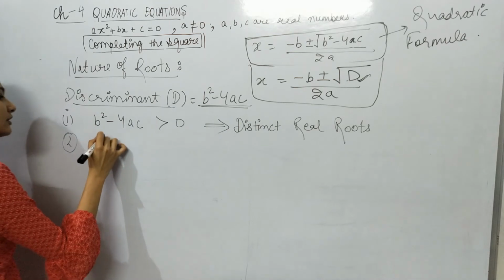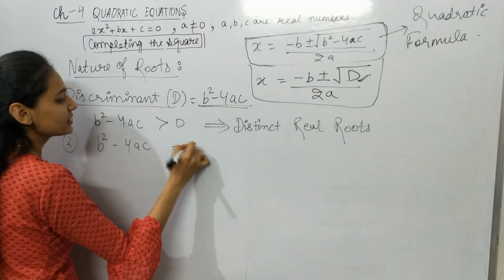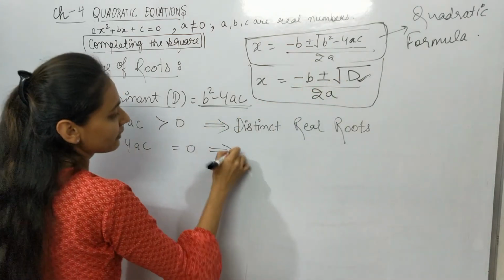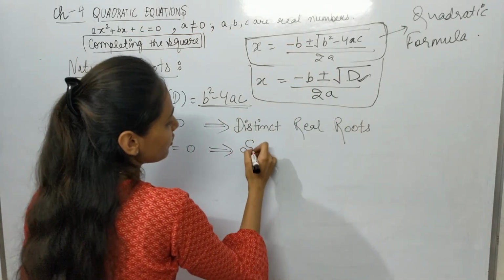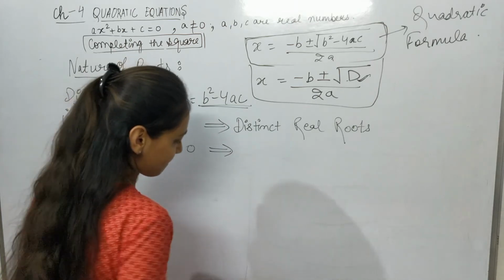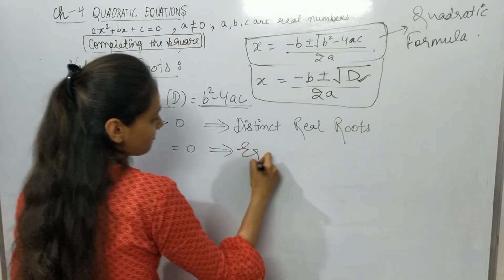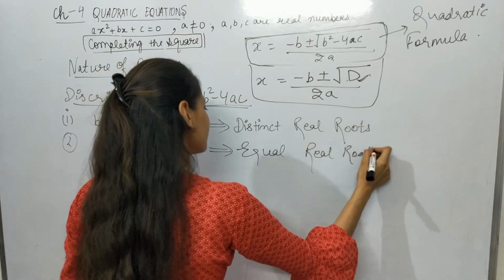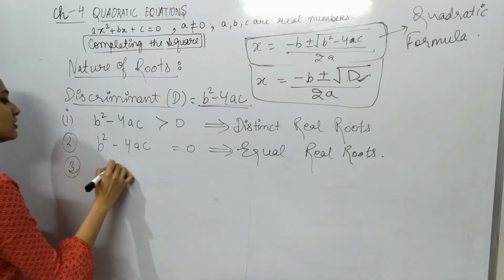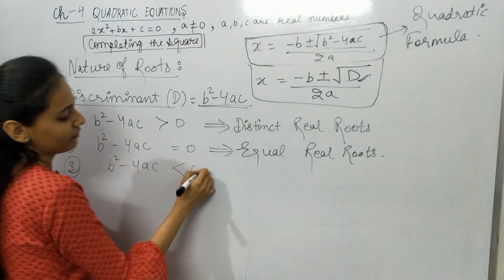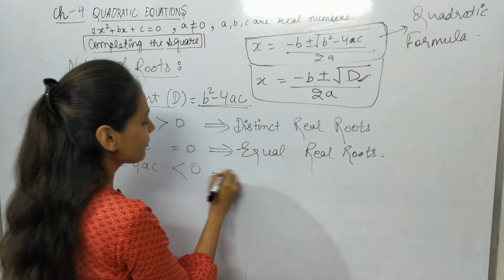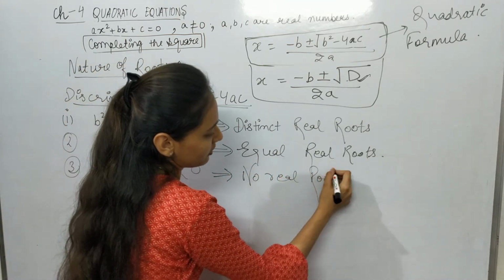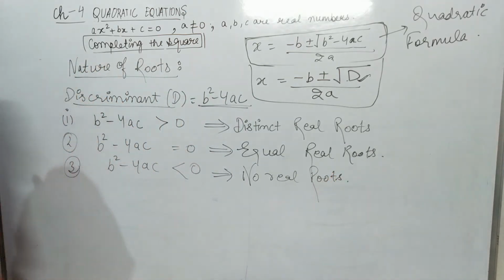Second, if this D is equal to 0, you will get same real roots, equal real roots. And in third case, b square minus 4ac is negative, less than 0. If this becomes negative, then you get no real root for that quadratic equation.